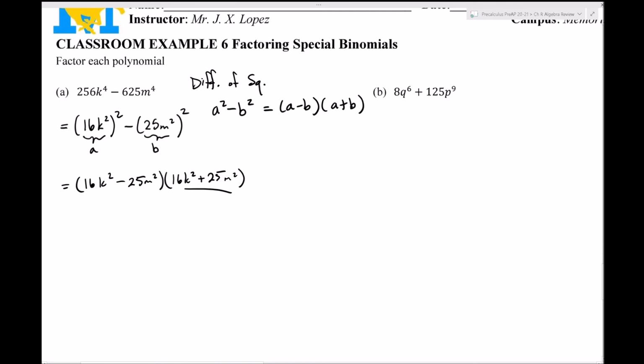But not now. So this one is not factorable. The 16k squared plus 25m squared is not factorable. The first one is. It's a difference of squares, a squared minus b squared.